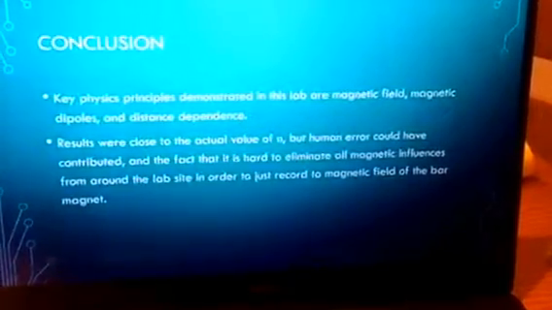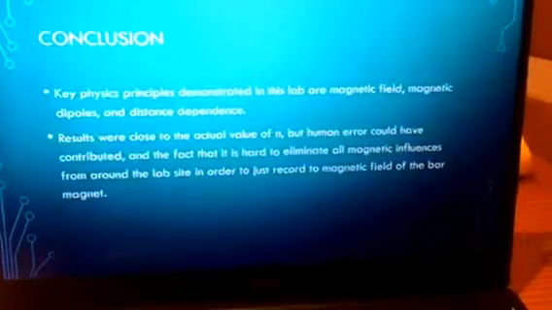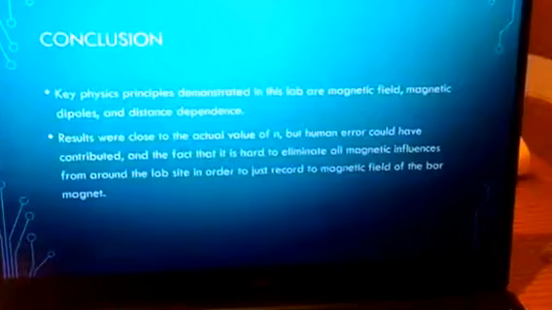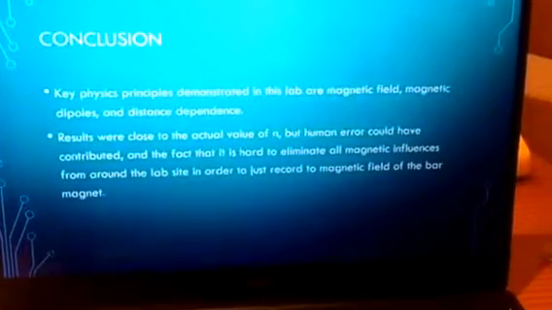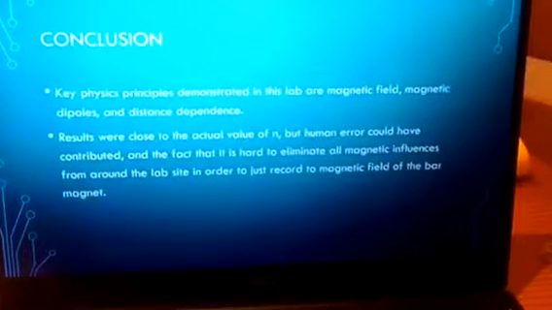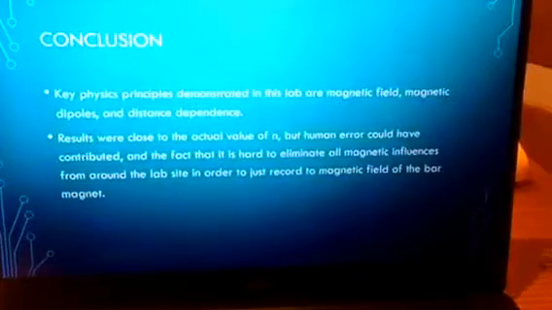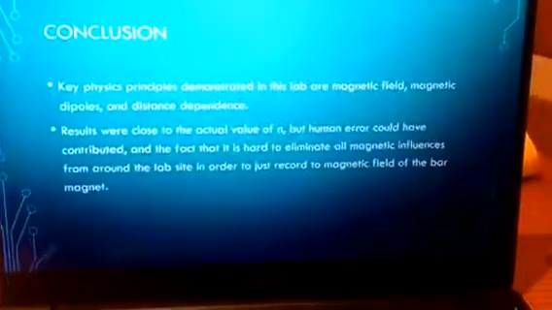In conclusion, key physics principles demonstrated in this lab are magnetic field, magnetic dipoles, and distance dependence. The results I achieved were close to the actual value of n, but human error could have contributed since the magnetometer app was a little bit hard to use, and also the fact that it is very hard to eliminate all magnetic influences from around the lab site in order to just record the magnetic field of the bar magnet itself.